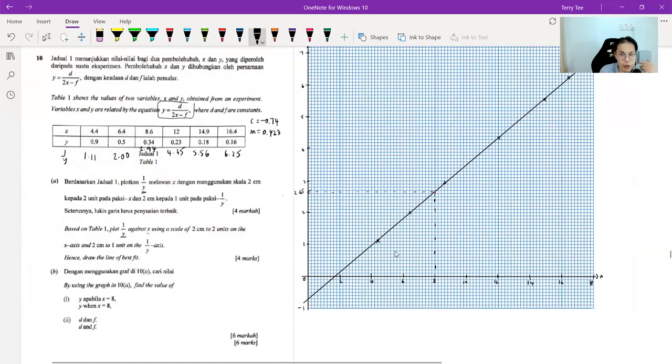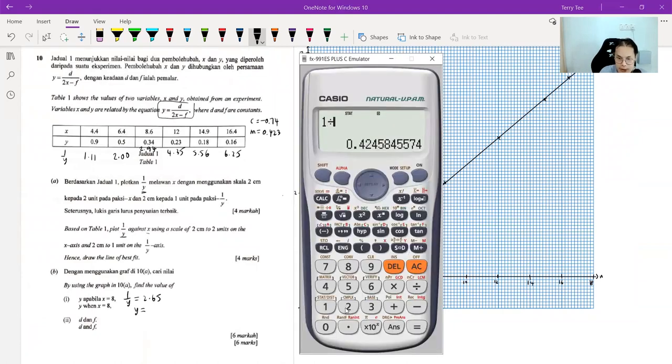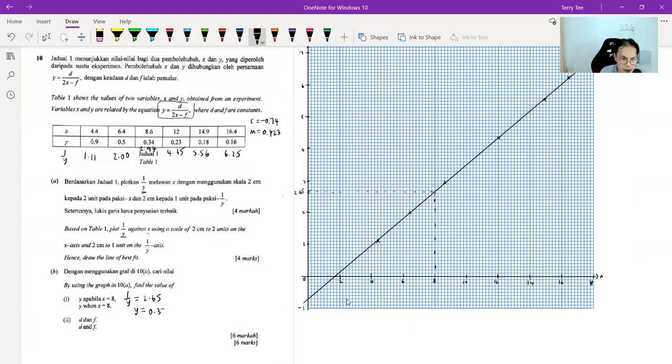Okay, so now what I need to do is to work it out. What is your y value? From the graph, when x is 8, 1 over y is 2.65. My y value should be, use your calculator, 1 divided by 2.65. My answer is 0.3774. Again, I must say this, you might get a slightly different answer. Some of you may get 2.6, which is fine. Now, how do you find the value D and F?